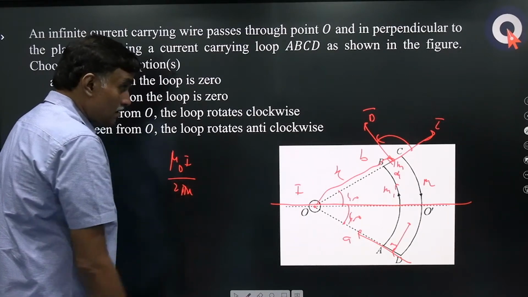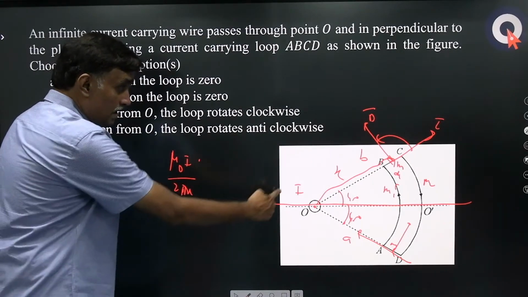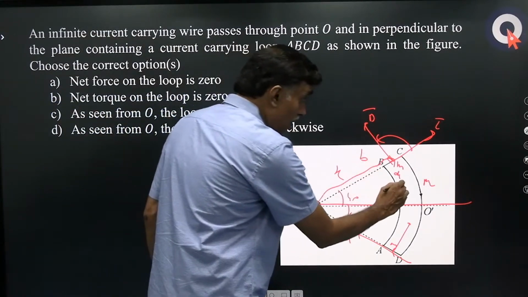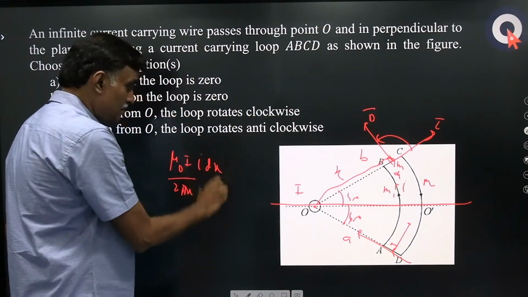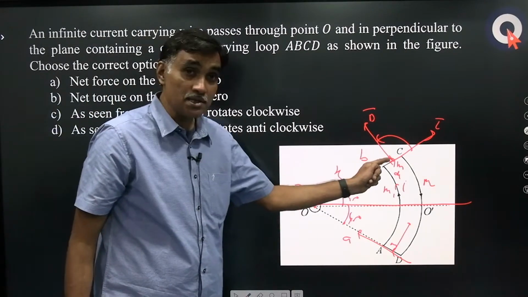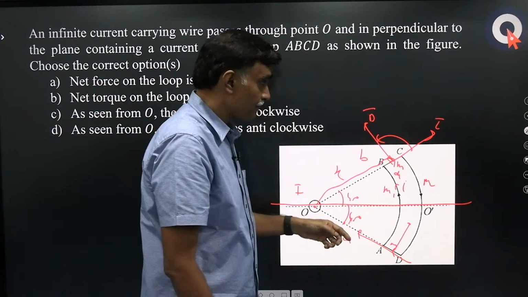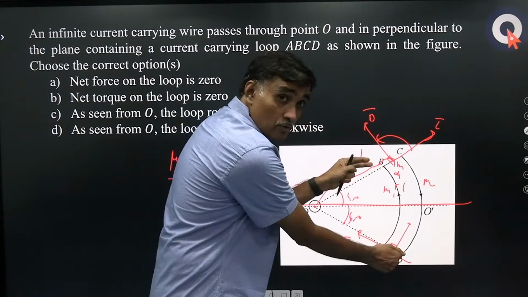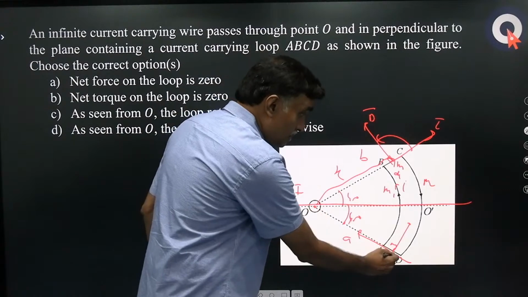Mu naught I by 2 pi x into this I, and the current in this loop is small i, I will take. Then it will be i dx, that is the force. That force is in this direction here, and here it is going into the page. The same magnitude of force, if I take corresponding elements, here also x, here also x.